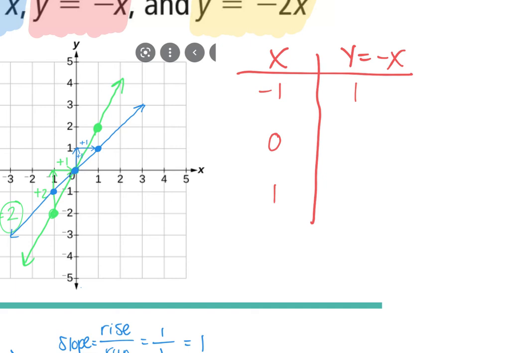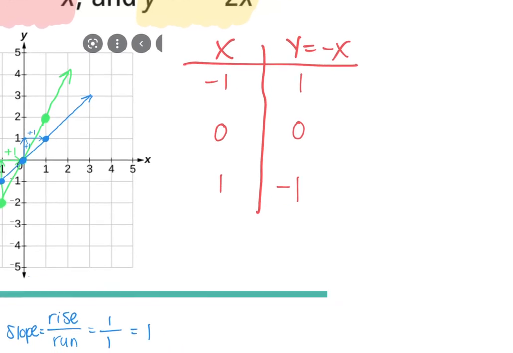What about if x was 0? What would y be? Wouldn't it be 0? Yeah, it's just 0. And what about if x was 1? Gabby? -1. Perfect. So my 3 points are (-1, 1), (0, 0), and (1, -1).